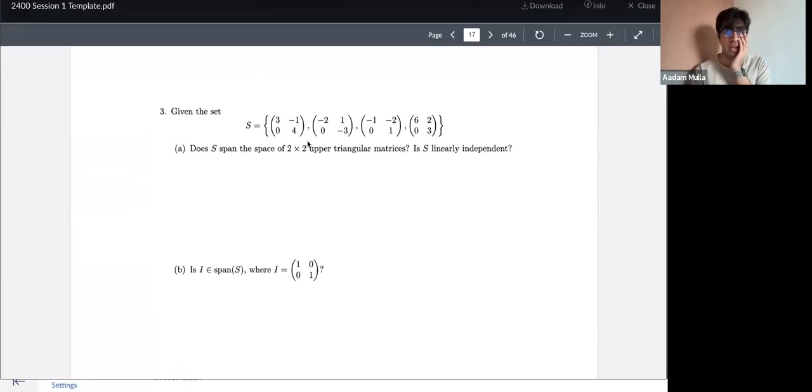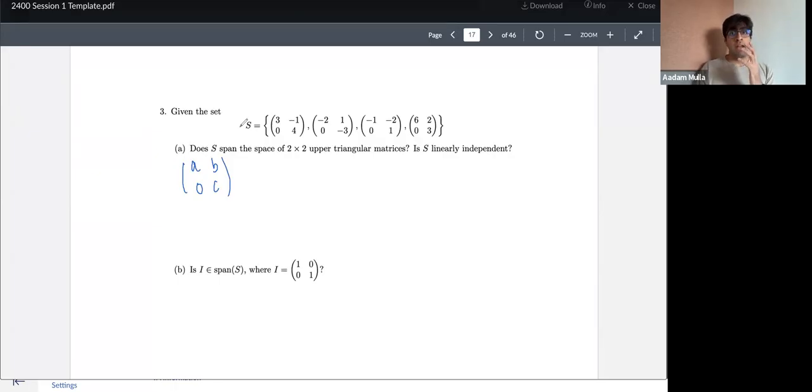All right, this one. Does S span the space of 2 by 2 upper triangular matrices? So let's think about what that looks like. 2 by 2 upper triangular matrices are going to look like A, B, 0, C. On the diagonal and everything above the diagonal can be non-zero. Everything below must be 0. Okay, so we've got two questions here. Is S linearly independent? Does S span the space?